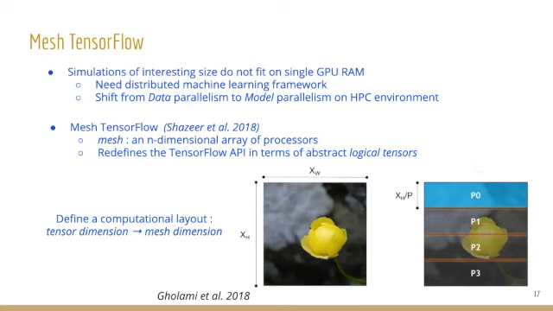You rewrite your TensorFlow API to make logical tensors. So for every dimension of the tensor, you name the dimension, and then you define a computational layout. So you say which tensor dimension needs to be split on which mesh dimension. So for example, here I have split my x height dimension into 4 processes, and I have not split my width dimension.